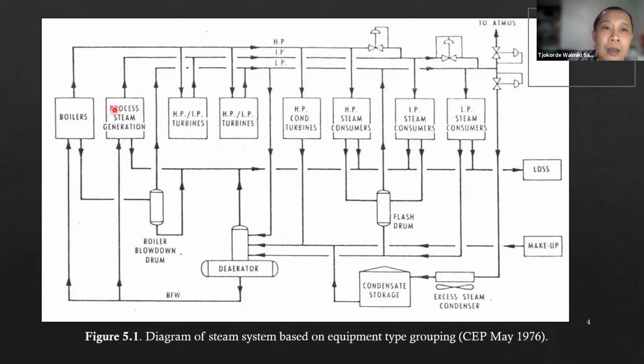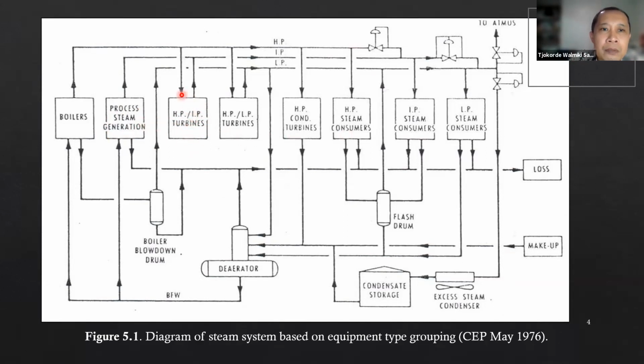Process steam generation. This will be the waste heat boilers. The difference between this one and the boilers is that the source of heat for process steam is not fuel combustion, but excess heat from the process stream that is used to generate steam. And this one is HPIP, meaning high pressure and intermediate pressure turbines.